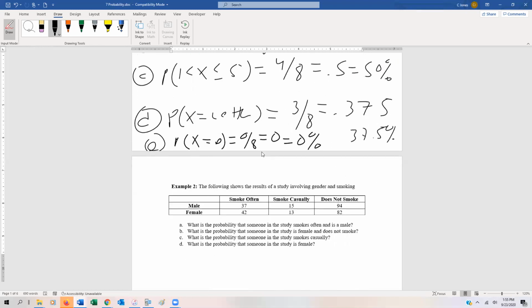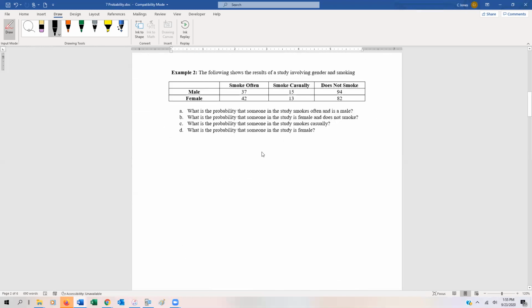Another type of probability example is going to be a contingency table. A contingency table basically relates 2 different variables. So we have gender, male, female, and then the frequency of how often they smoke. And we're just trying to figure out some probabilities based on that. So for letter A, we're asking what is the probability that somebody in the study smokes often and is male? The first thing we need to do is figure out what the sample size is. So we're going to add those up.